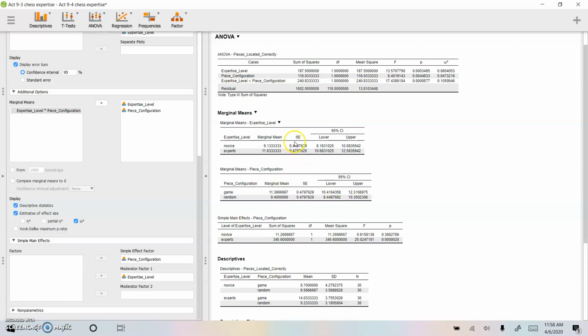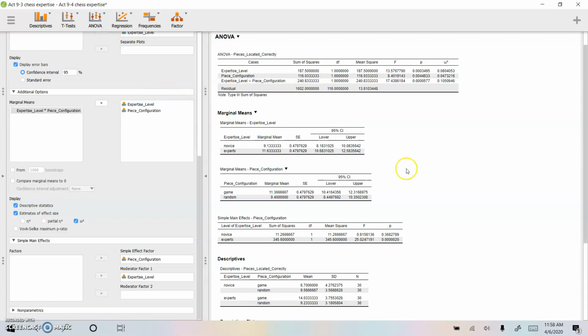I should note that if you want to compute the D, you need to get the standard deviations, and you'd have to get the standard deviations through the descriptive menu over here. Okay, I'm not going to do that right now to save a little bit of time, but you can get the standard deviations there if you need to.